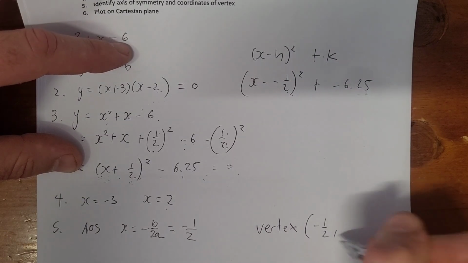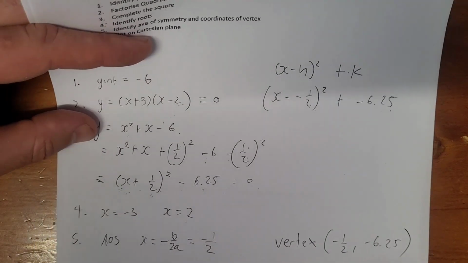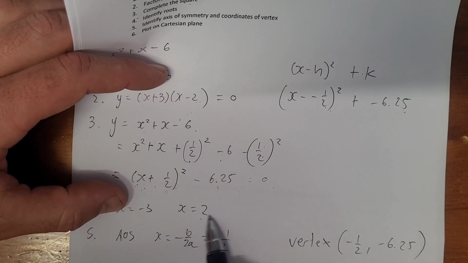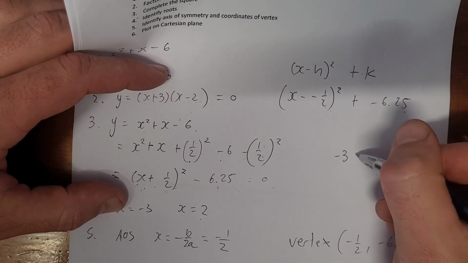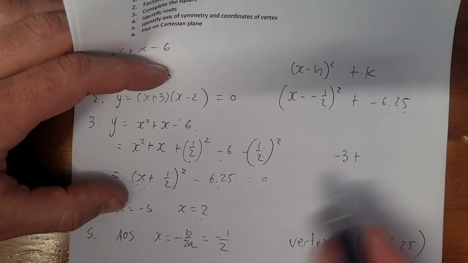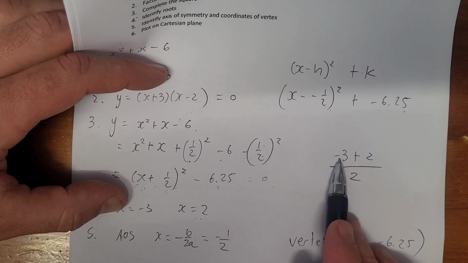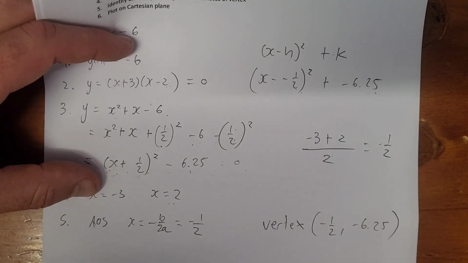The vertex is minus half, minus 6.25. And of course, the third way that we can get it is that the axis of symmetry occurs exactly halfway between the roots. So we could add the roots together, minus 3 and positive 2, and then halfway between them, we divide it by 2. That's going to give us the same as minus 1 on 2. That's the x value where they occur.